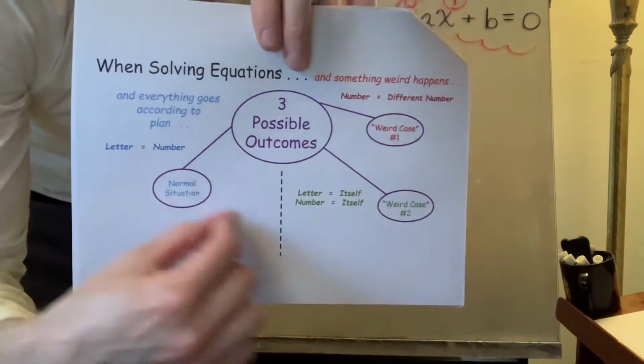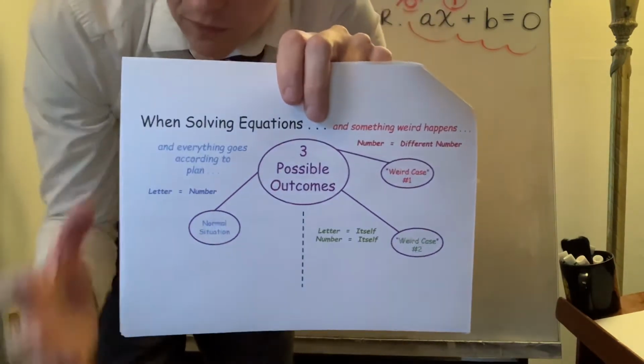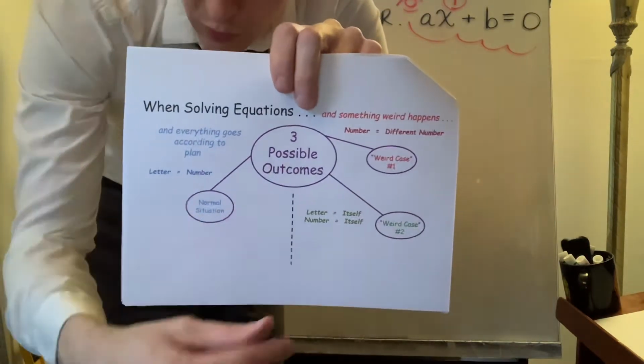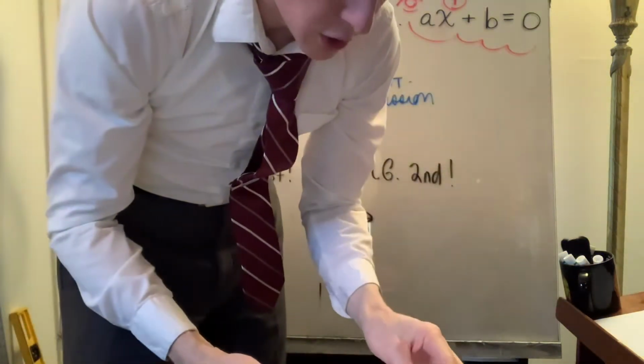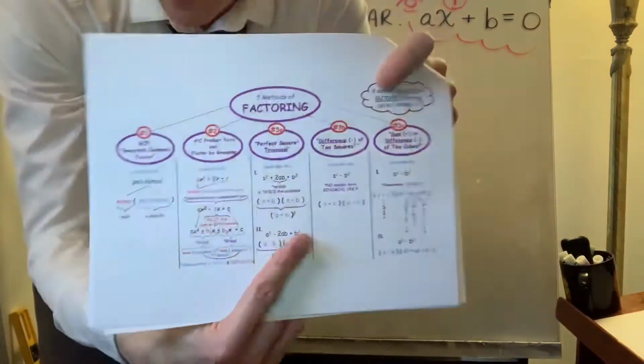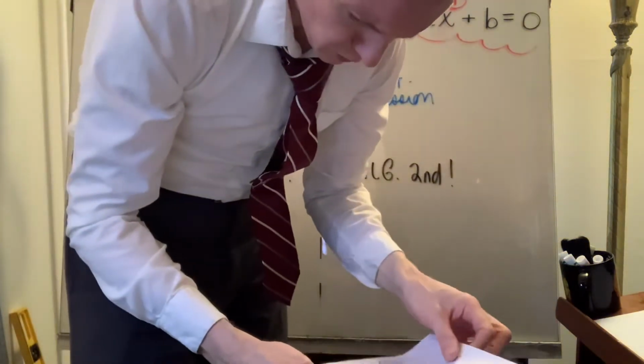There are labels that I want to fill in with you. I think it will make you remember it better. But these are situations that may arise in the course of solving equations. This is just a reminder of different methods of factoring. That'll be more important when we get to quadratics, I think.